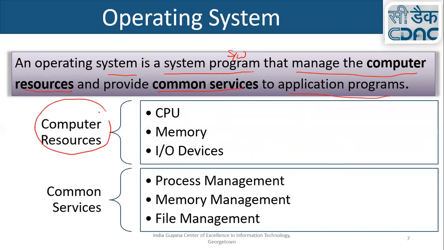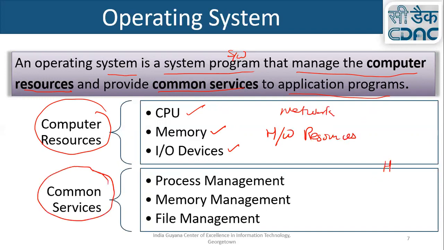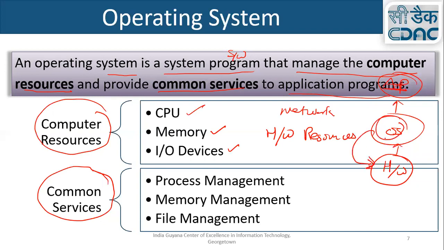Your computer has some resources, like you studied about: CPU, memory, IO devices. These are hardware resources. And network resources also, your network. And it provides common services to application programs. So please remember this figure. At the lowest level, you have the hardware. Above this hardware, you have your operating system. And above this operating system, you have your application programs. So the operating system manages these computer resources at the lowest level and provides some common services to your application programs.